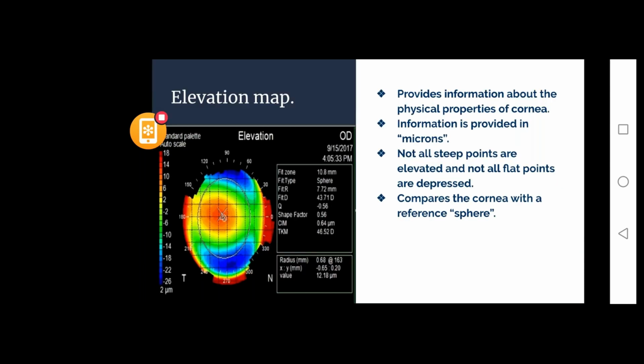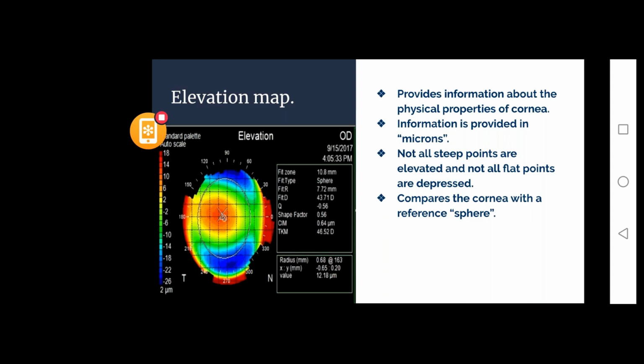However, we need to remember that this is not a true elevation map, because it is comparing with a best fit sphere, whereas the cornea is an aspheric surface. We also need to remember that all the steep points are not elevated, and all the flat points are not depressed. We need to remember that always.